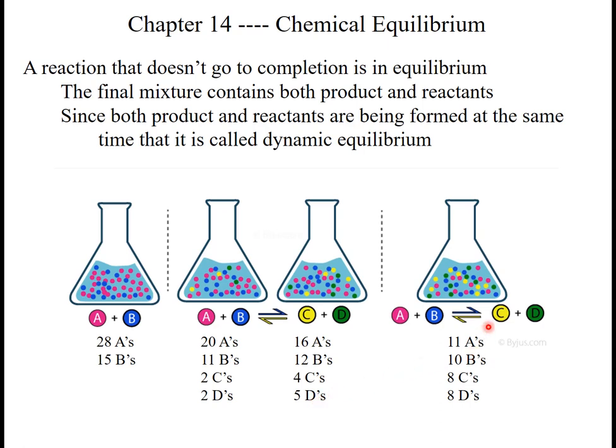And then at equilibrium, when the mixture is done, and this means it will be constant at this point, I have 11 A's, 10 B's, 8 C's, and 8 D's. So all of these components are inside this reaction flask at the same time. And that's when equilibrium is.